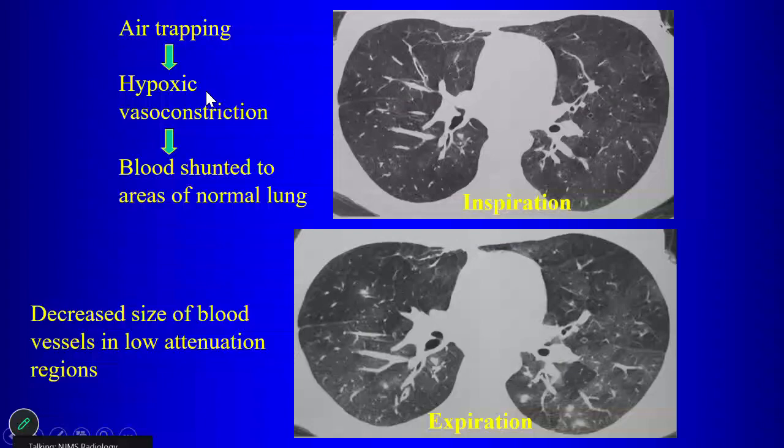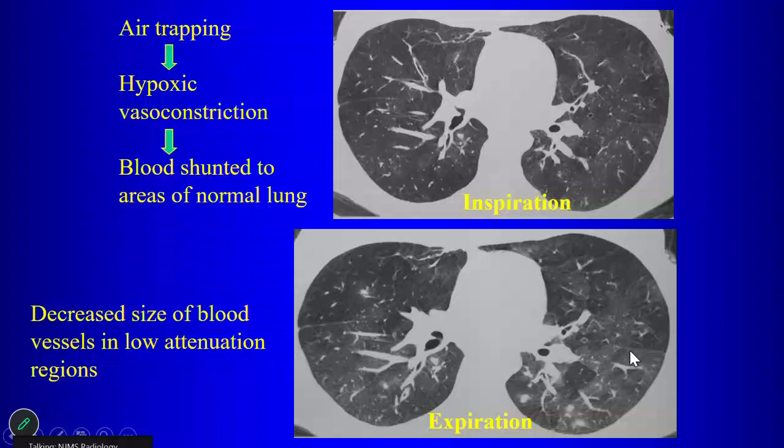So why does this happen? Air trapping causes hypoxic vasoconstriction, so the blood is shunted away from the regions of air trapping to areas of normal lung, which is why the vessels also are somewhat more prominent in these areas of more normal lung. This looks like ground glass opacity. So many times you're looking at this trying to decide, well, is this the abnormal lung or is this the abnormal lung, because this looks like ground glass.